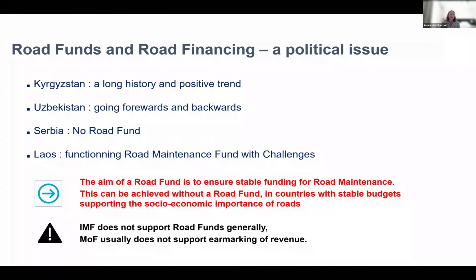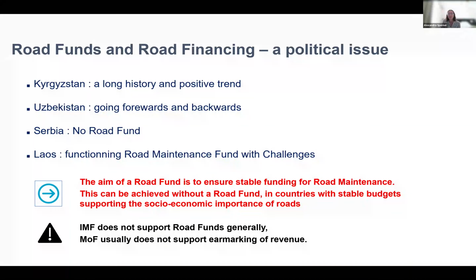So I picked 4 countries, of which one is not an ADB country. Kyrgyzstan and Uzbekistan have been discussed already in terms of statistics. Serbia is really an interesting example. It doesn't have a road fund, but it's really interesting in what you can do wrong, what you shouldn't do. So it's worth discussing. Laos has a functioning road maintenance fund since a long time, but it has a lot of challenges.